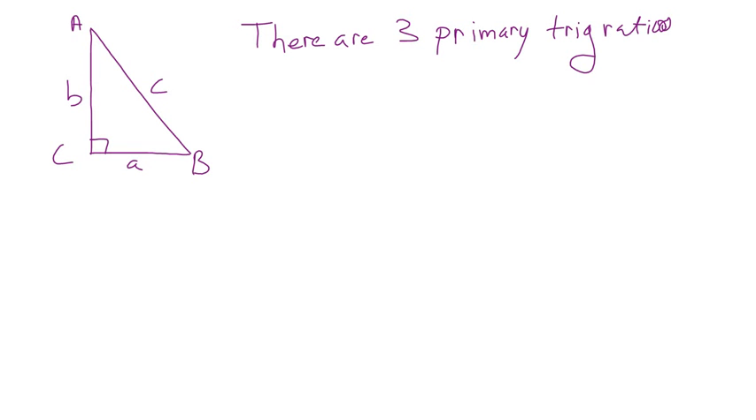Okay, so first one is sine. The sine ratio. What's the sine ratio equal to? You guys already know this. Opposite over hypotenuse, right? So the sine ratio is equal to the opposite over hypotenuse.